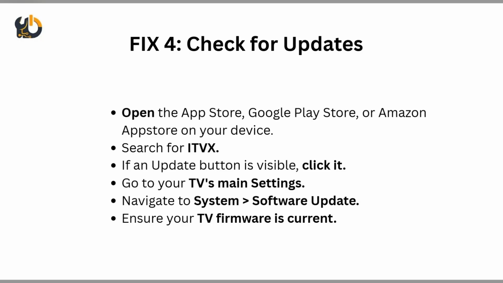Fix 4. Check for updates. Open the App Store, Google Play Store or Amazon App Store on your device. Then search for ITVX. If an update button is available, you just have to click it. Then go to your TV's main settings, navigate to System, then click on Software Update. Ensure your TV firmware is current.